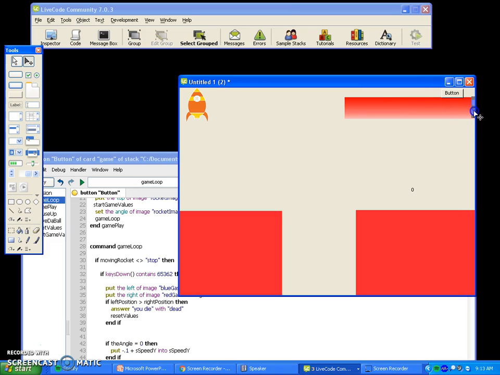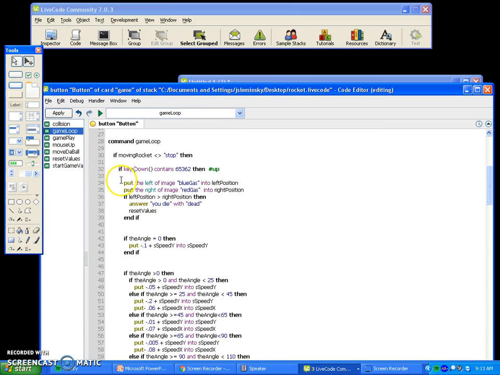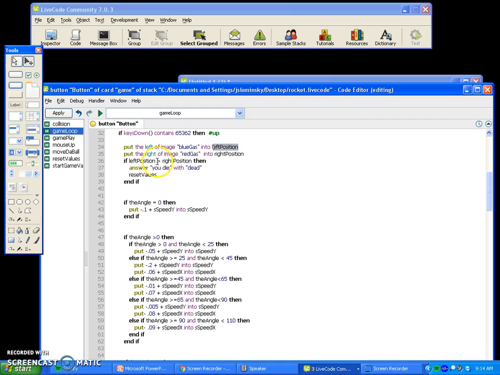So as soon as the left position of the blue gas, which is here, gets past the right position of red gas, you're dead. So that's what's going on there. That's what this does. As soon as the left position is greater than the right position, again, the left position of the blue gas is greater than the right position of the red gas, you're dead. That means you don't have any more gas. That's it. And then we call this function called reset values.